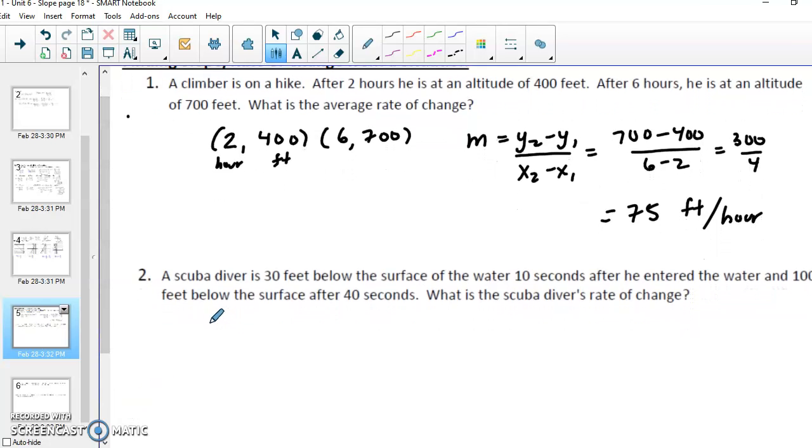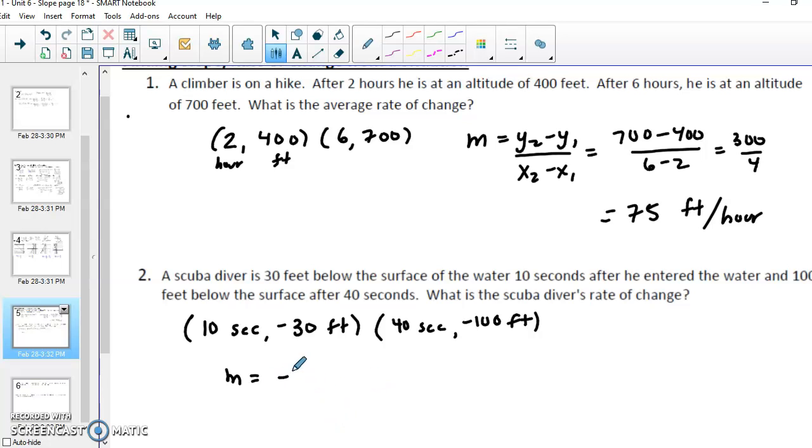Number 2, a scuba diver is 30 feet below the surface of the water 10 seconds after he entered. Remember, time is always on the x. 10 seconds. 30 feet below the surface would be -30. Be careful with your signs. And then at 40 seconds, he is 100 feet below. Let's see if we can do this one. We're falling. It should be a negative rate of change because we're getting deeper.